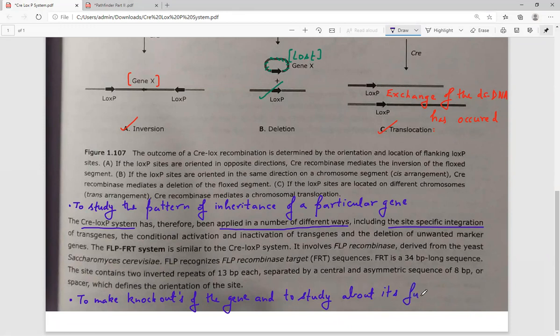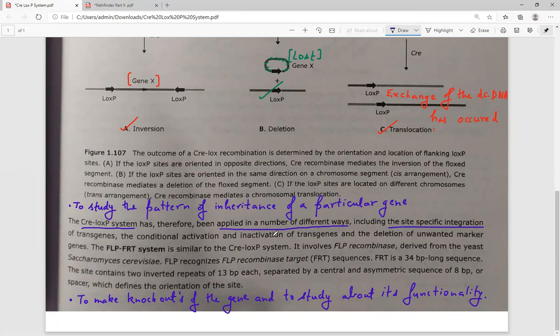So what would be its function that we will have to study? Okay, so these are the two systems for which it has been used. Now please do look here, that how it has been used, in what manner it has been used.